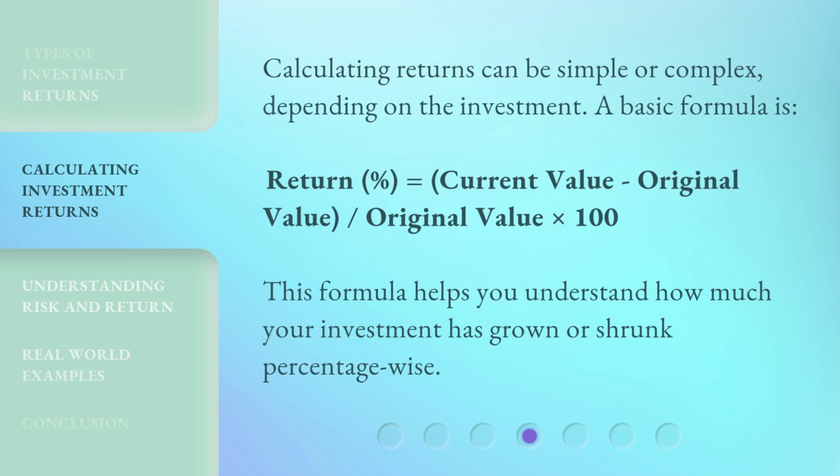Calculating returns can be simple or complex, depending on the investment. A basic formula is return percent equals current value minus original value, divided by original value, times 100. This formula helps you understand how much your investment has grown or shrunk percentage-wise.